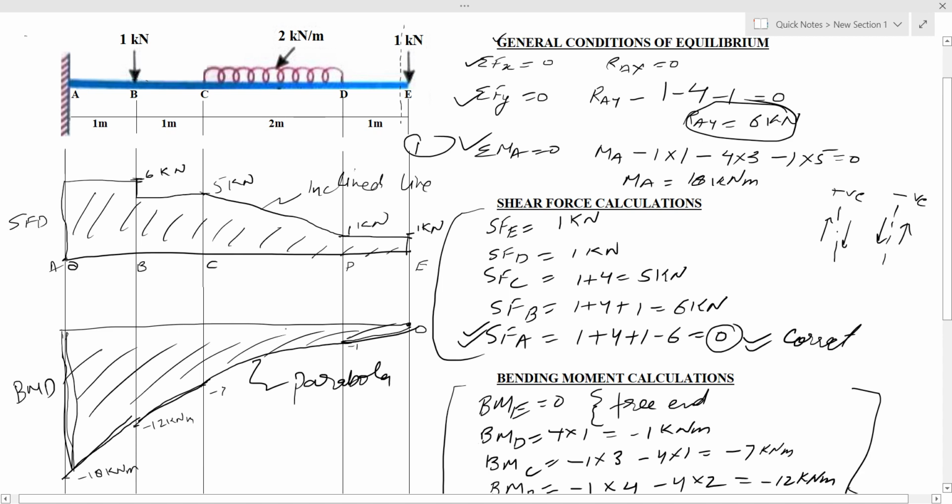So this is the solution for the given cantilever beam. Thank you.